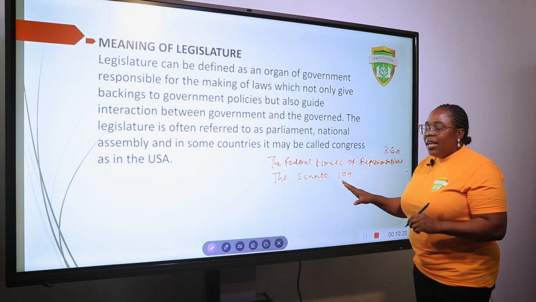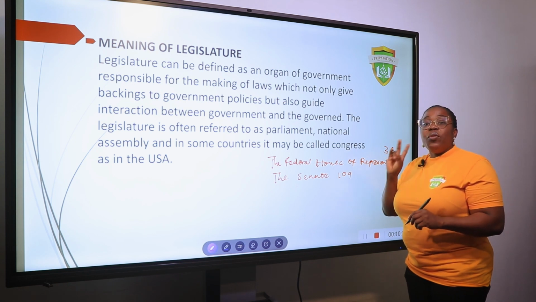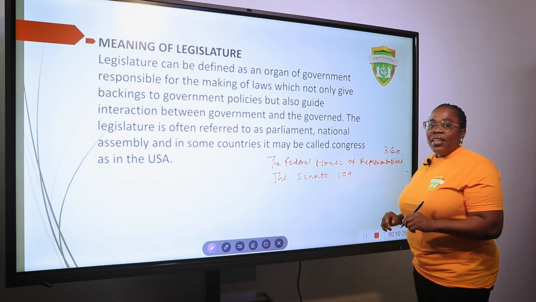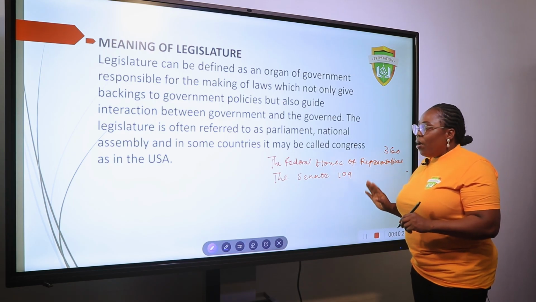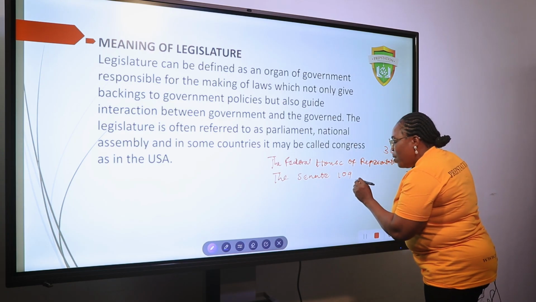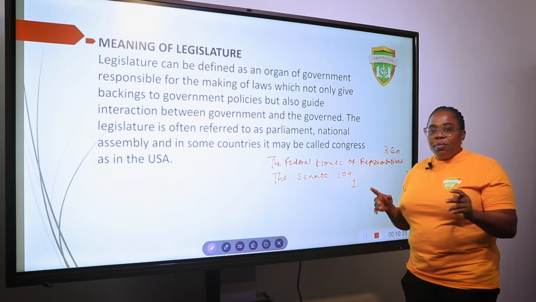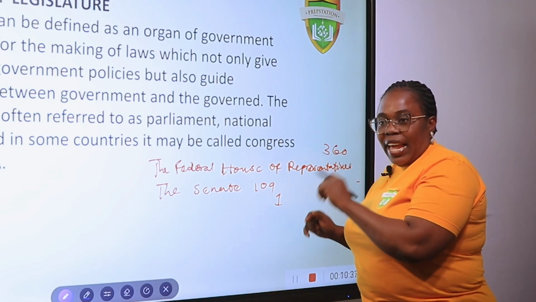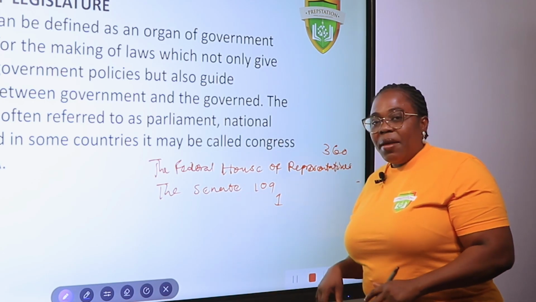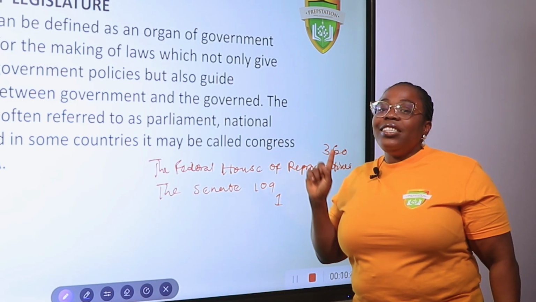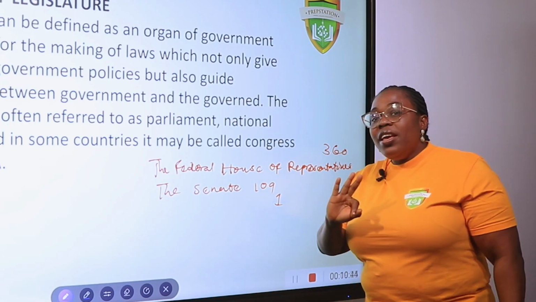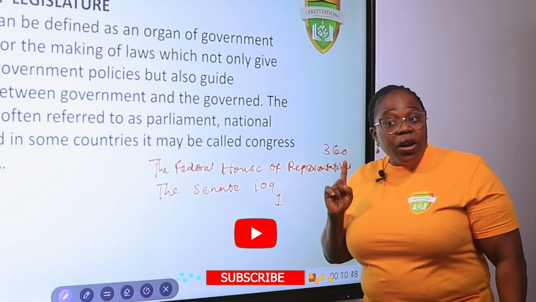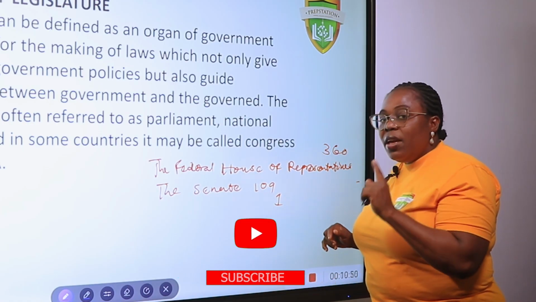Now, in the Senate, each state has 3 senators. Each state has 3 senators. Then, Abuja has only 1 senator. So when you do the mathematics, 3 times 36, you have 108 plus 1, making it 109. Each state in Nigeria has 3 senators. Only Abuja, the Federal Capital Territory, has only 1 senator.